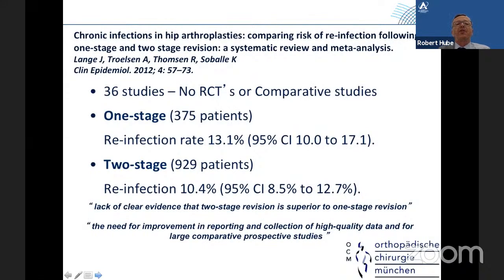Chronic infections in hip arthroplasties, comparing risk of reinfections following one-stage and two-stage. If you see this systematic review from the Troelsen group from Denmark, one-stage at least almost 400 patients, two-stage, of course, more. And the reinfection rate was actually more or less the same. So there's a lack of clear evidence that two-stage revision is superior to one-stage revision, and the need for improvement in reporting and collection of high quality data and for large comparative prospective trials is there.